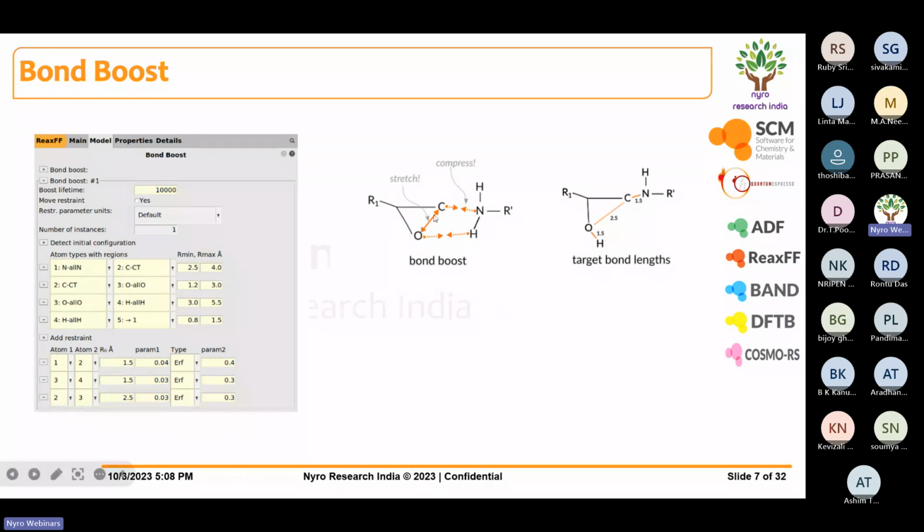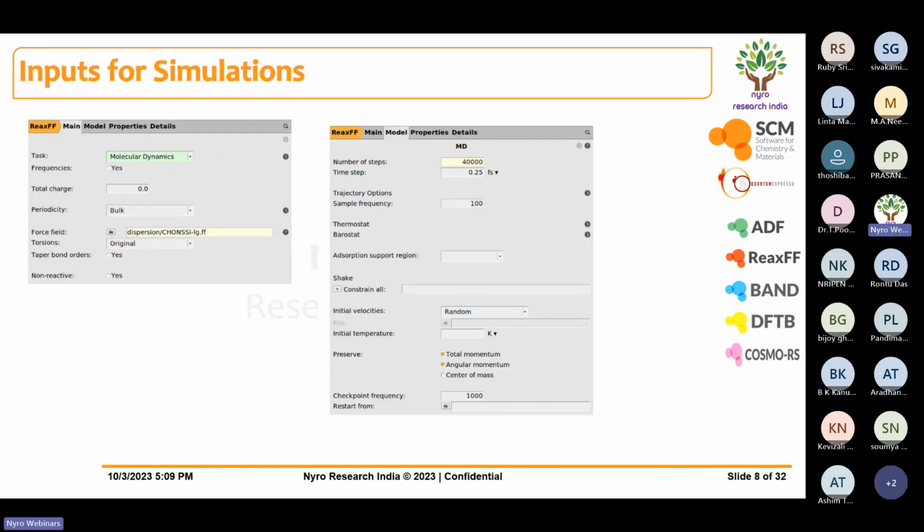We can see the bond boost methodology, which is stretching and compressing, visualized in this diagram. It is possible to distinguish atoms depending on their chemical environment. For example, for a terminal carbon atom of the epoxy group, the regions provide information to model the reactions as set by the user. So these are the inputs for the simulation.